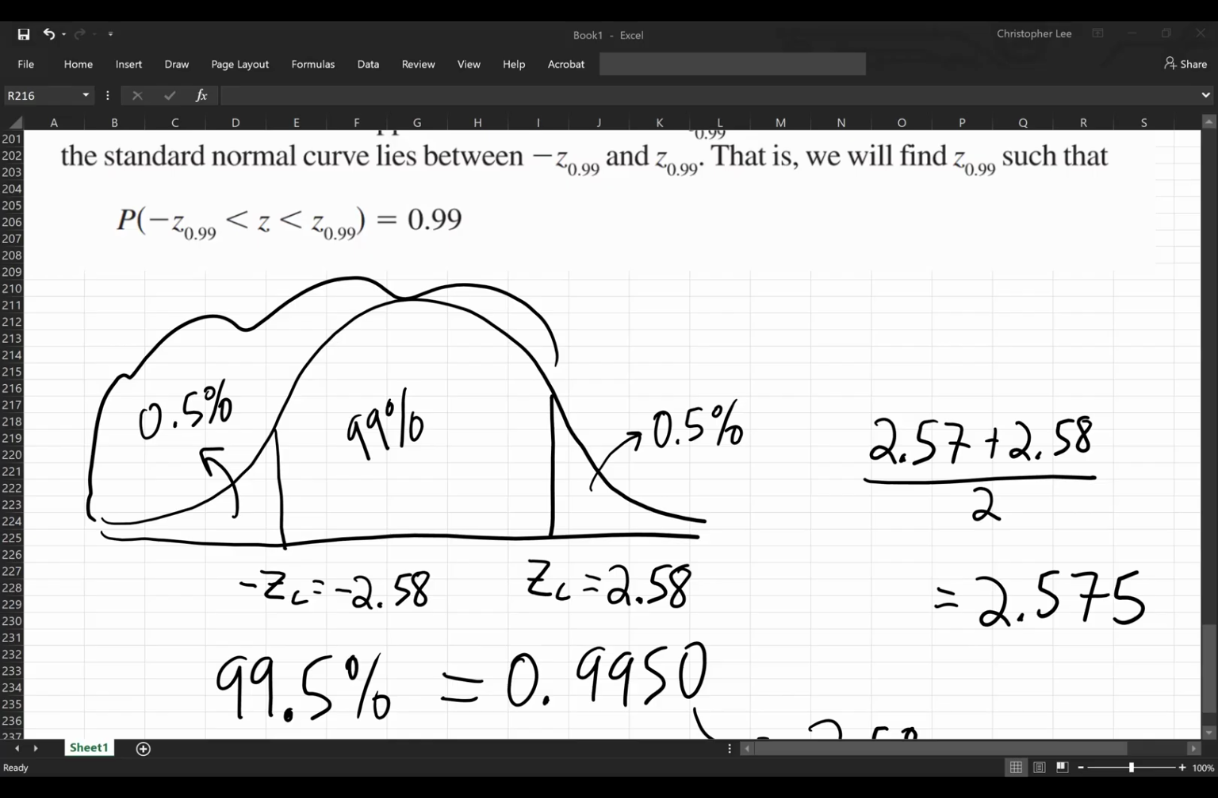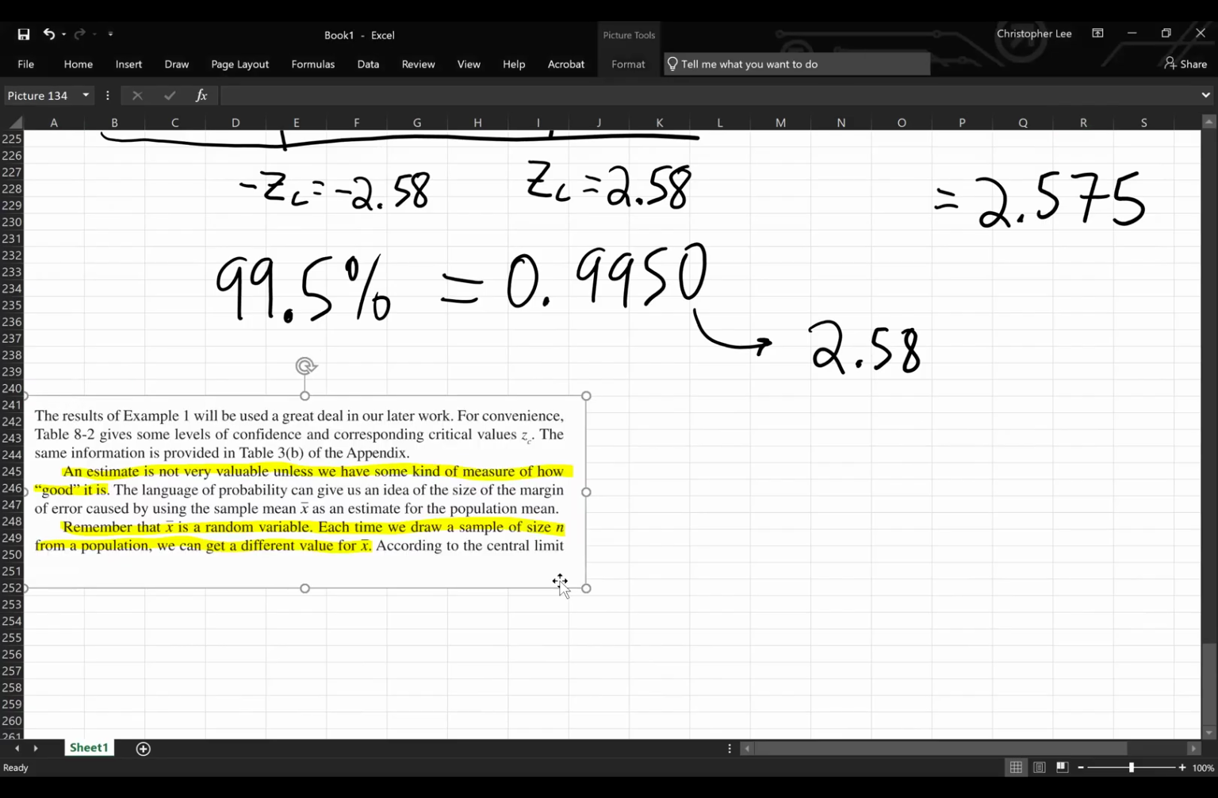And then also vice versa, you could have used the negative side to find the negative version of it. Also, there's a way to do this on the calculator, if you guys remember from last section.